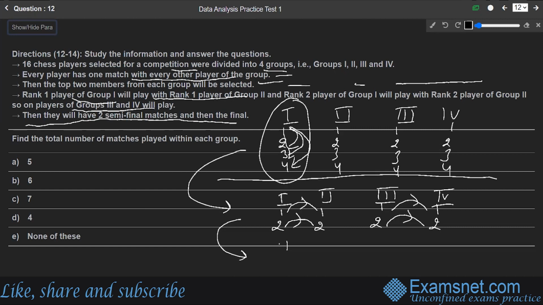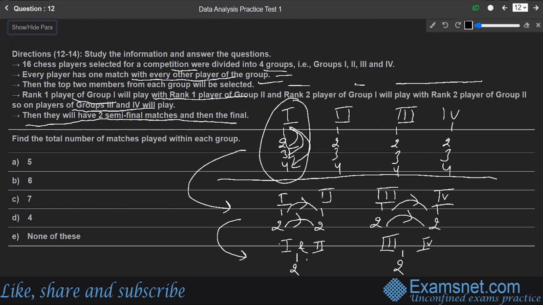So obviously we'll have one player combining groups 1 and 2, the first and second rank holder, and combining groups 3 and 4, we will have first and second player here. Okay, winner of each match will be the participant over there. So this will be the next situation, 1 2 1 2. Now he's saying what will happen? Then they will have 2 semi-final matches.